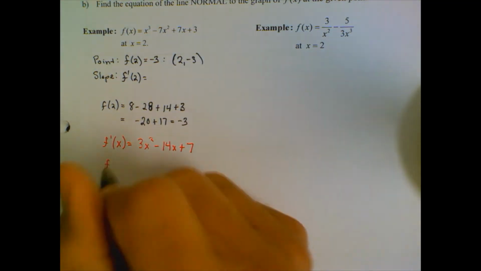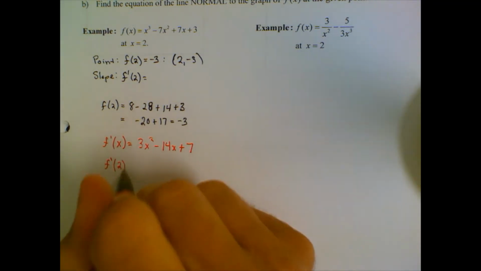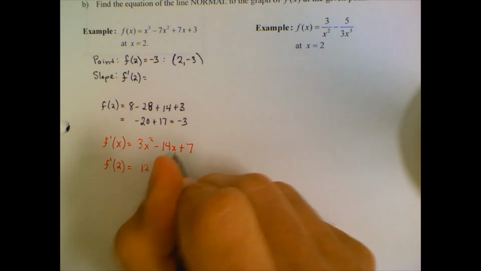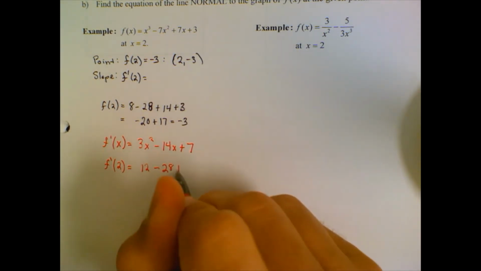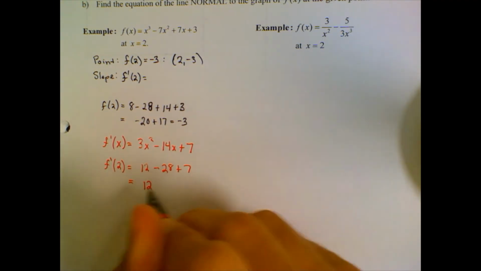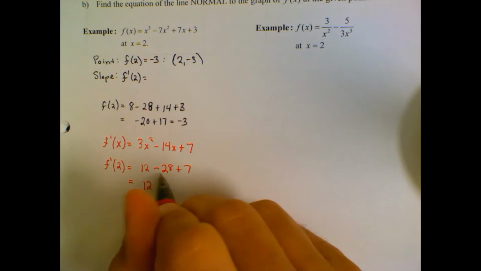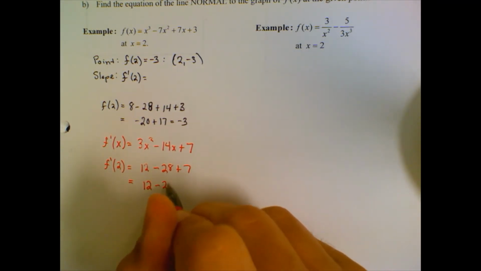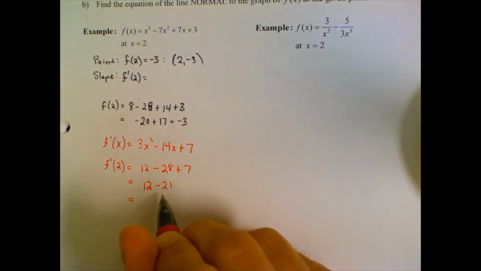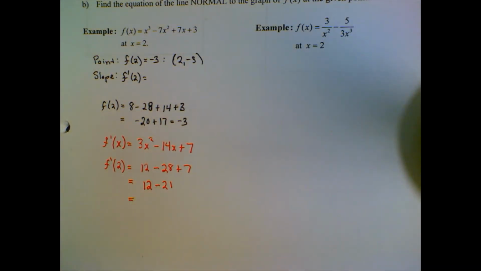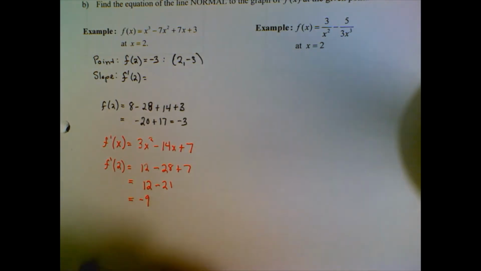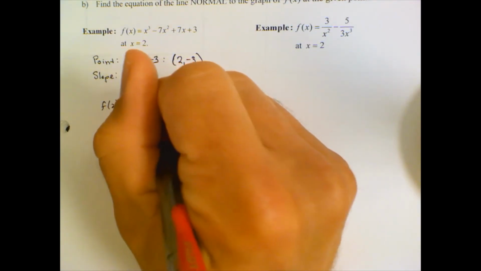After we do the derivative, we can find f prime at 2. 3 times 4 is 12. 14 times 2 is 28. And we have 7. I'm not that great at 12 minus 28, but I'm better at negative 28 plus 7. That's negative 21. So now I just do 12 minus 21. Let me see, I'll use a calculator. And that, of course, is negative 9. So our slope is negative 9.